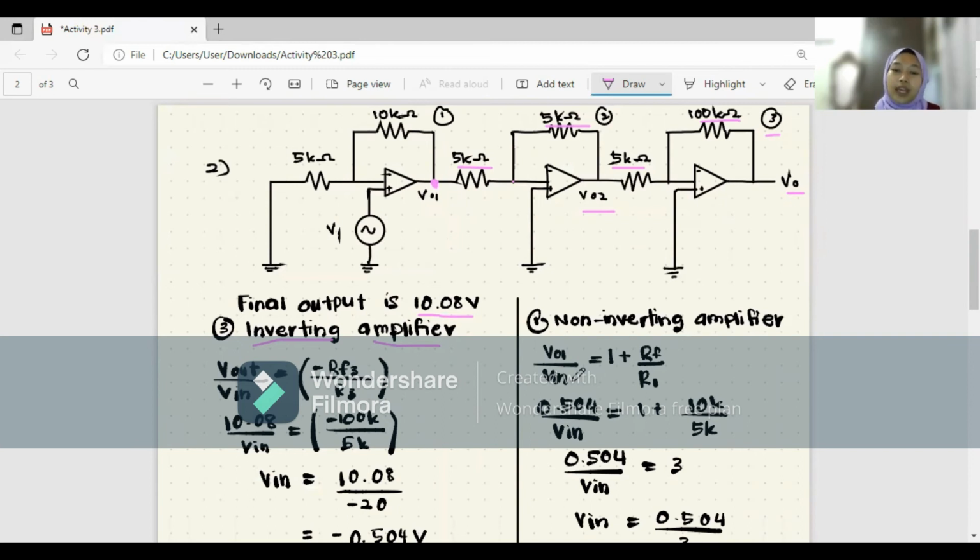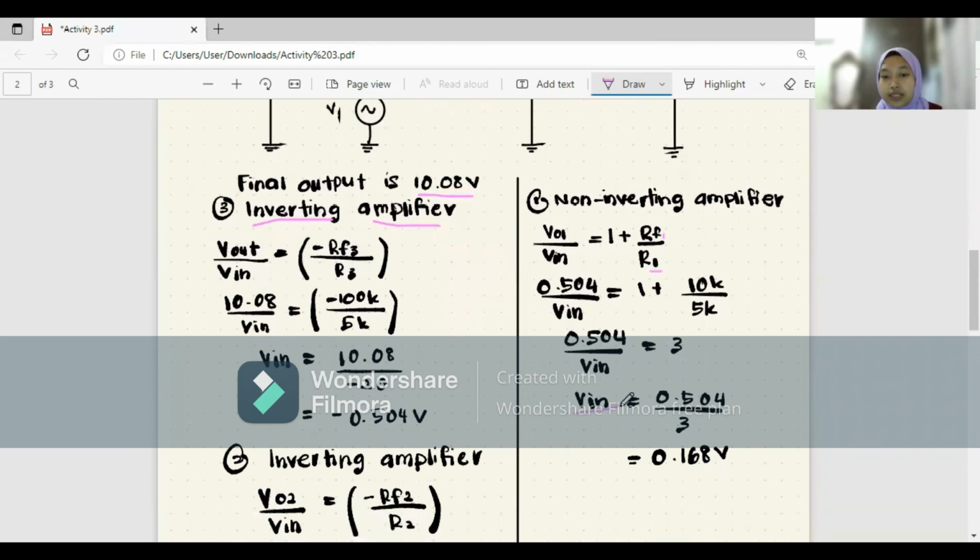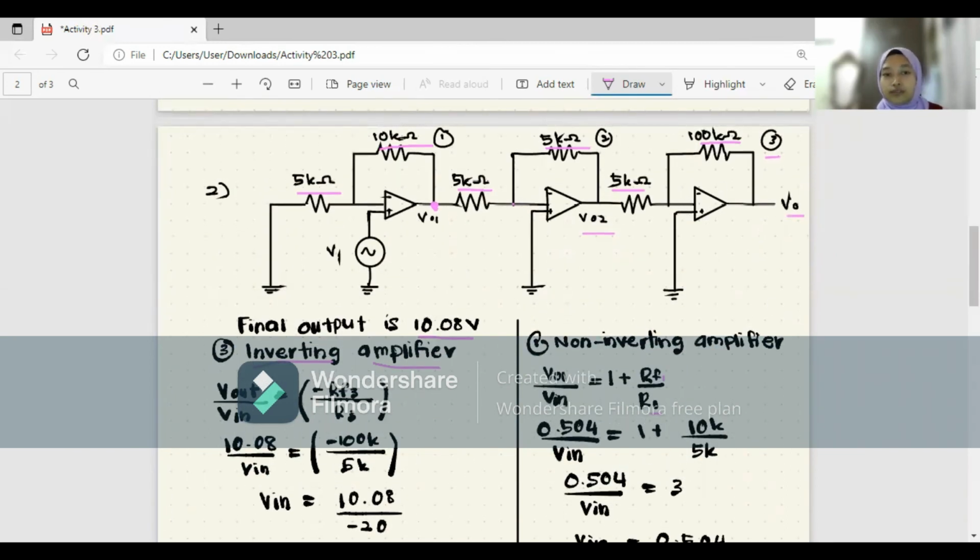So you can just substitute the V output 1 that we just calculated, which is 0.504 volt, over V in equals 1 plus RF. RF for the first amplifier is 10 kilo ohm over R1. R1 for the first amplifier is 5 kilo ohm, so just substitute 5K. Then we will find out that the voltage input is equal to 0.168 volt. This is the total input voltage for this whole configuration of amplifier.